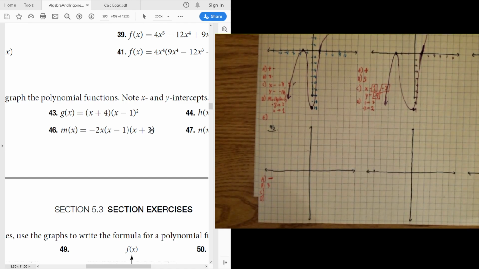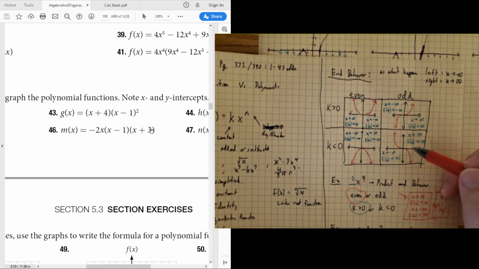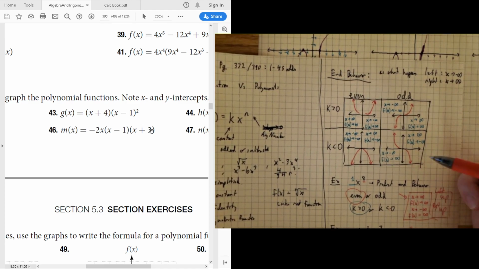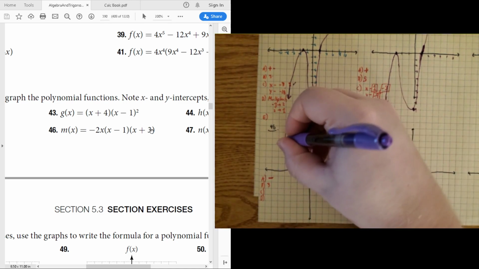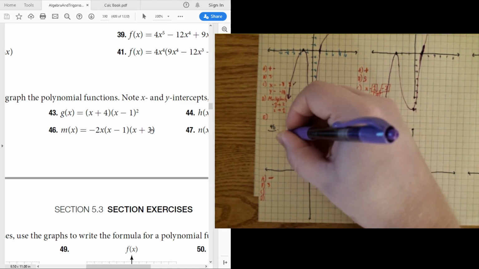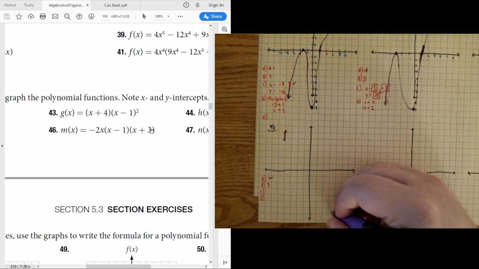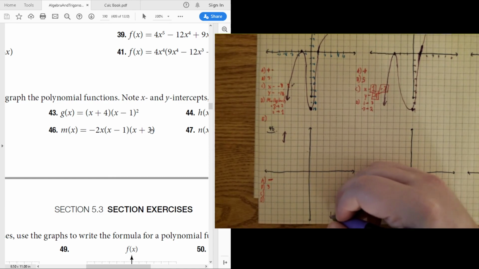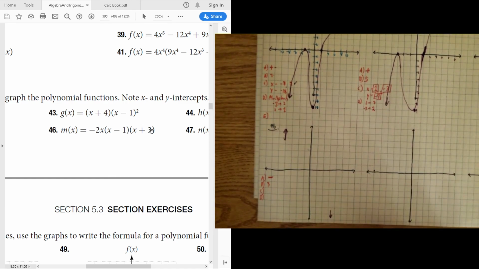So if I want to look ahead, I can already answer the question of end behavior, because I have an odd function that's negative, so I know it's going to look something like this. And so I can already come in here and say, yep, it's going to start high on the left and end low on the right. I can already do that because I know these two pieces.